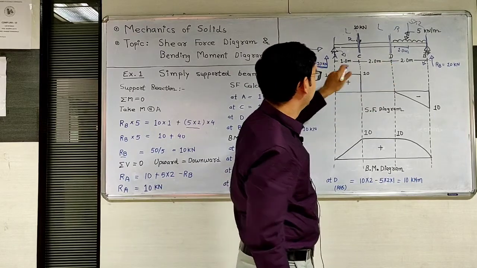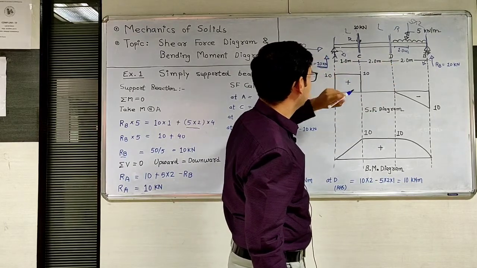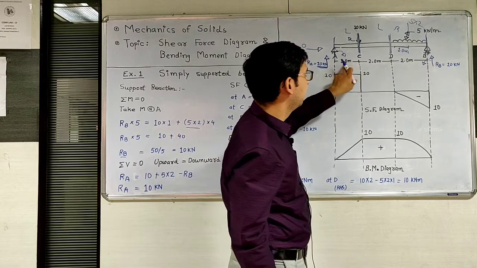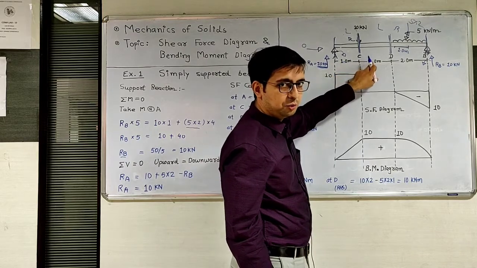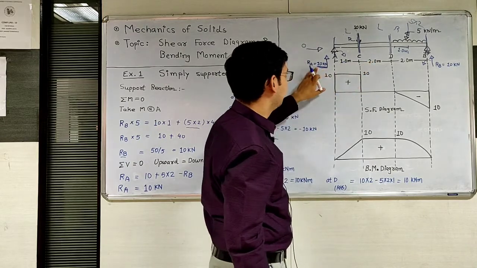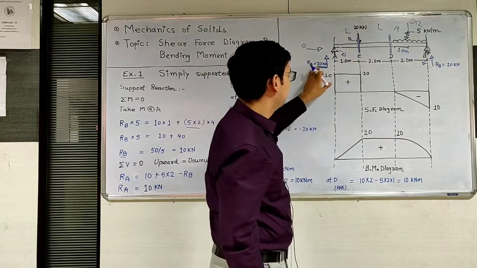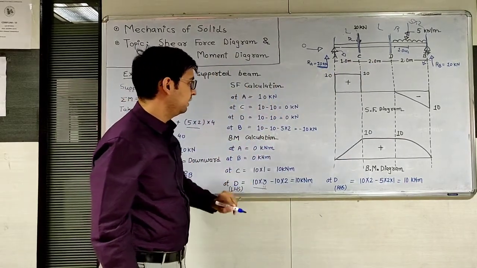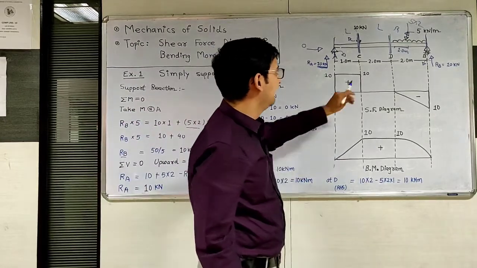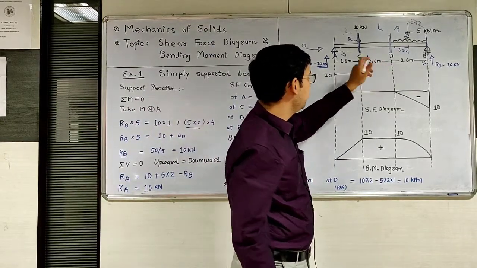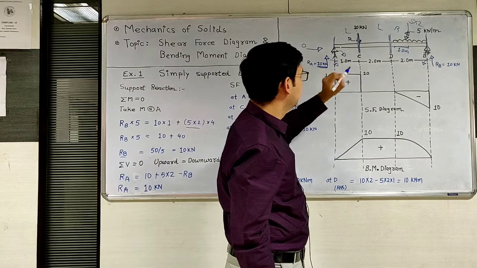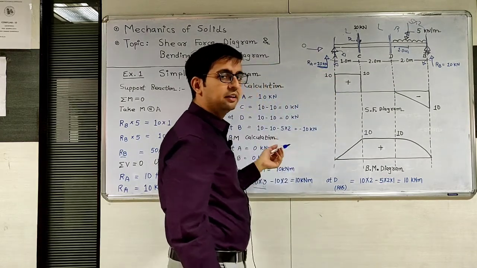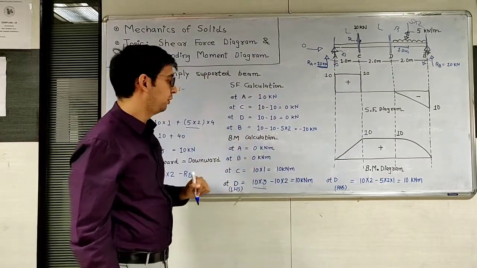From D point, due to this support reaction, the perpendicular distance is 1 plus 2, so 3. So Ra into 3. Now the value of Ra is 10, so 10 into 3. Now the moment direction about D is clockwise. On the left hand side, clockwise moment is positive.